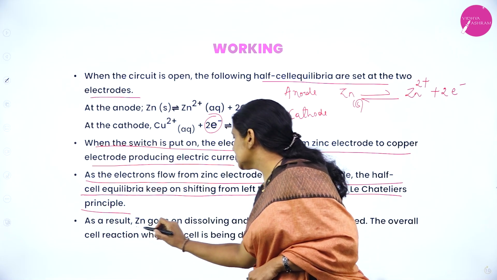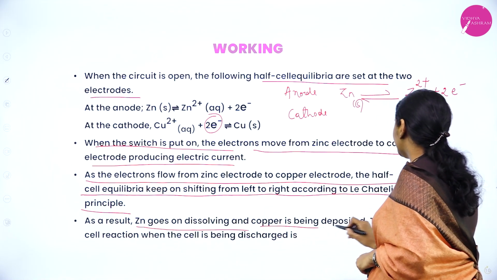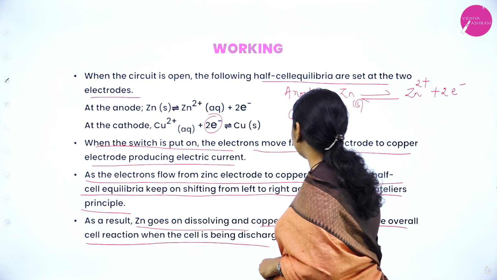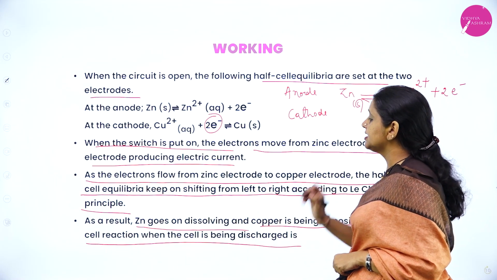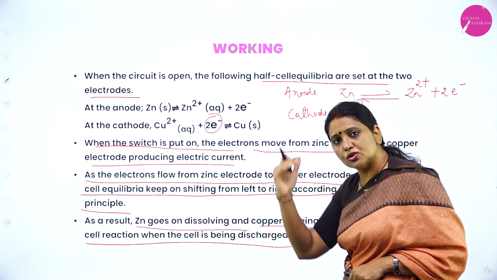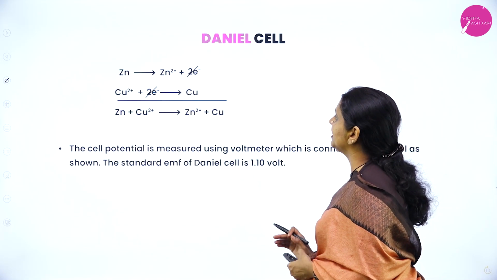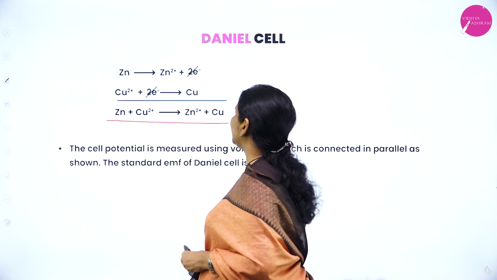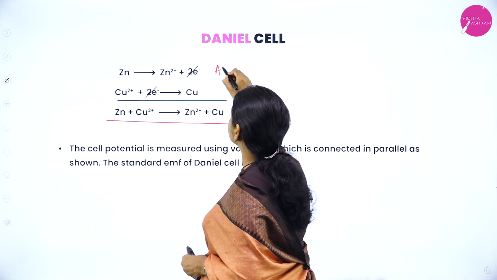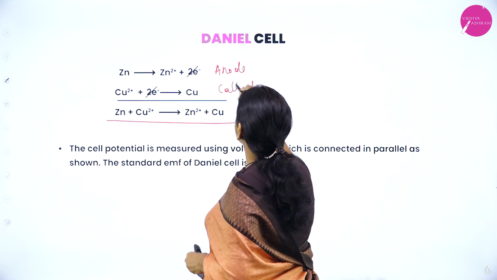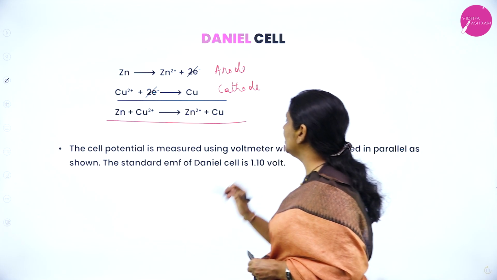As a result, zinc goes on dissolving, copper being deposited. The overall cell reaction when the cell is being discharged: zinc goes on dissolving, copper gets deposited. The overall cell reaction of the Daniell cell, this is at anode and this is at cathode. This is the overall reaction.